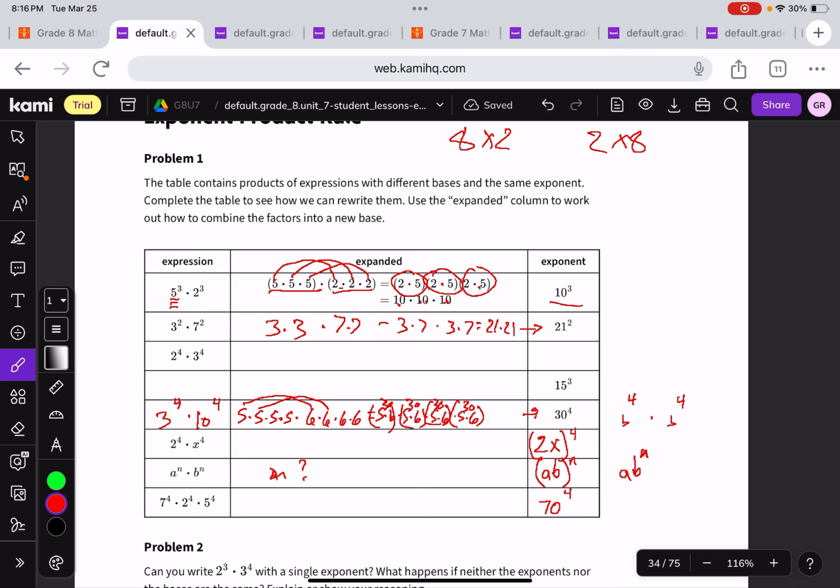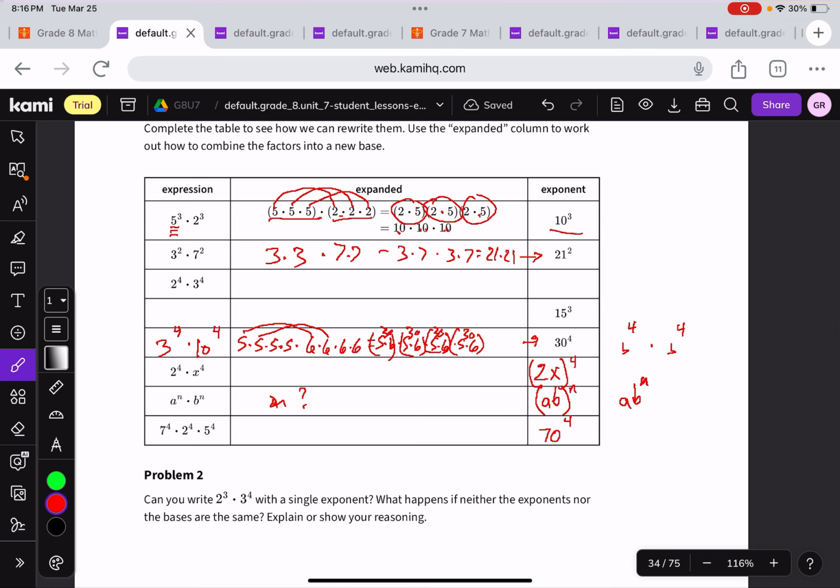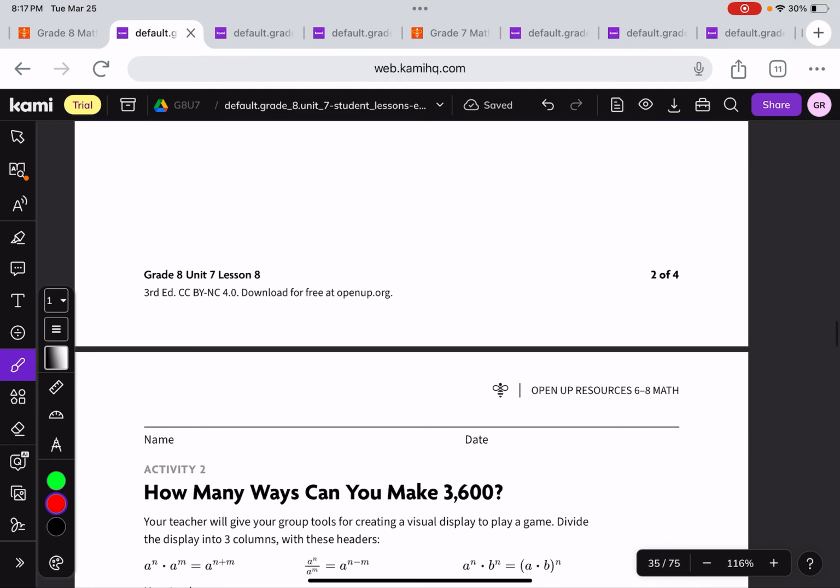And you can see that would be 7 times 2 times 5 times 7 times 2 times 5 times 7 times 2 times 5 times 7. You could rewrite that, and that'd just be 70, 470s, so to speak. Now, the last one says, can you write problem 2? Is there another problem? No.